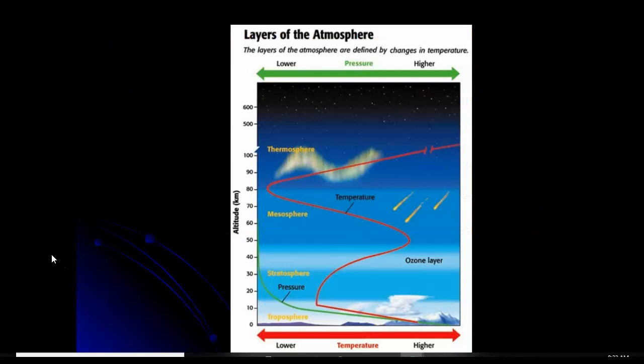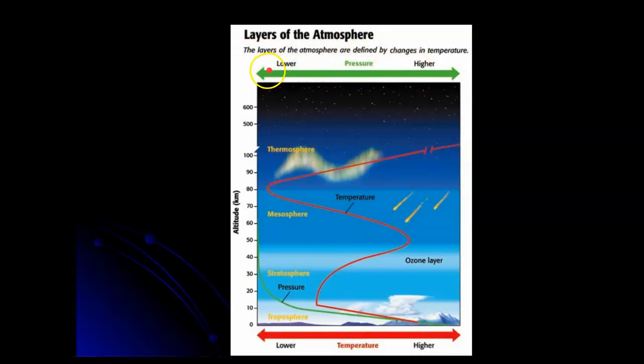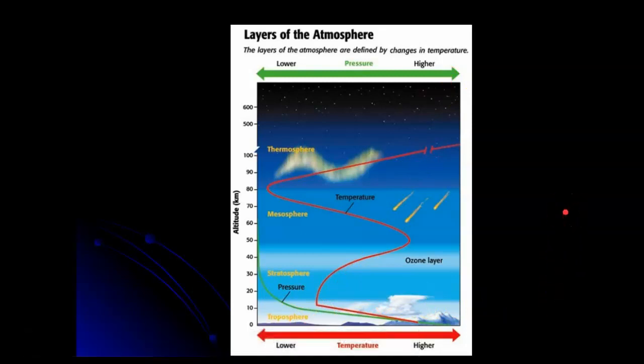Let's look at this diagram of the atmosphere. So the layers of the atmosphere are defined by changes in temperature. So here at the top, let's look at the layers of the atmosphere here. So the lower pressure is on this end. The higher pressure is on this end of the picture. The lower temperature is, let me move my cursor here, on the bottom when it's a lower amount of pressure. The higher you go up, the temperature is colder and it has less pressure.